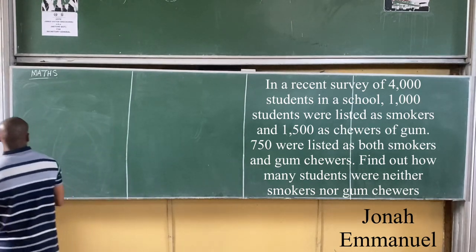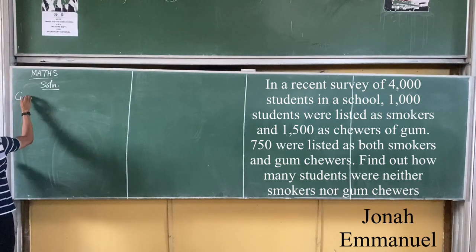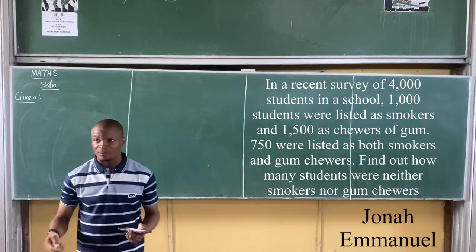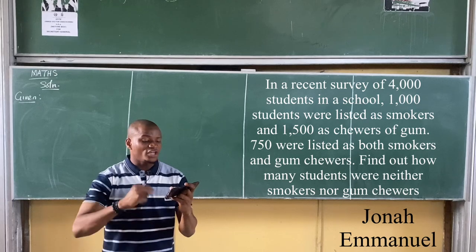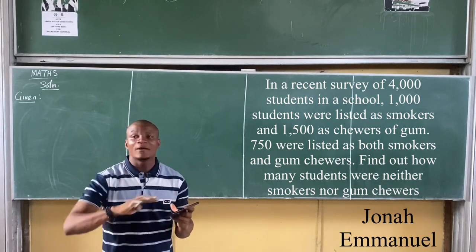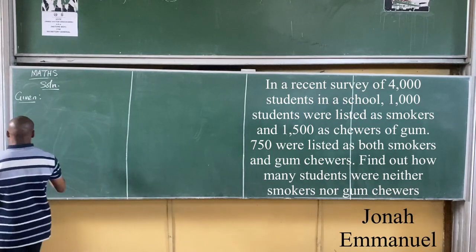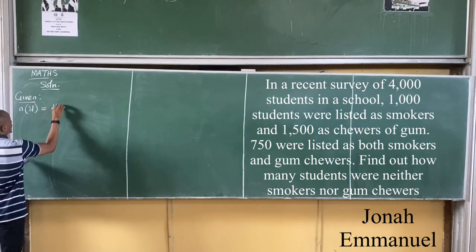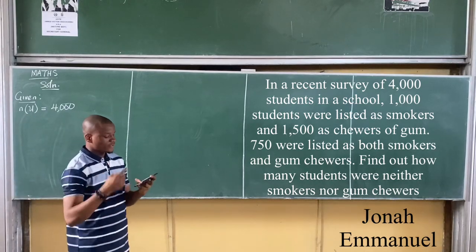Now, case one. First of all, let's try to list out the given parameters. That's always your first task in solving science, math, physics, chemistry problems. List out the given parameters. The first thing there is, in a survey of how many students? 4,000. It means the total number of students in the universal set is equal to 4,000. Total number of students there is 4,000.